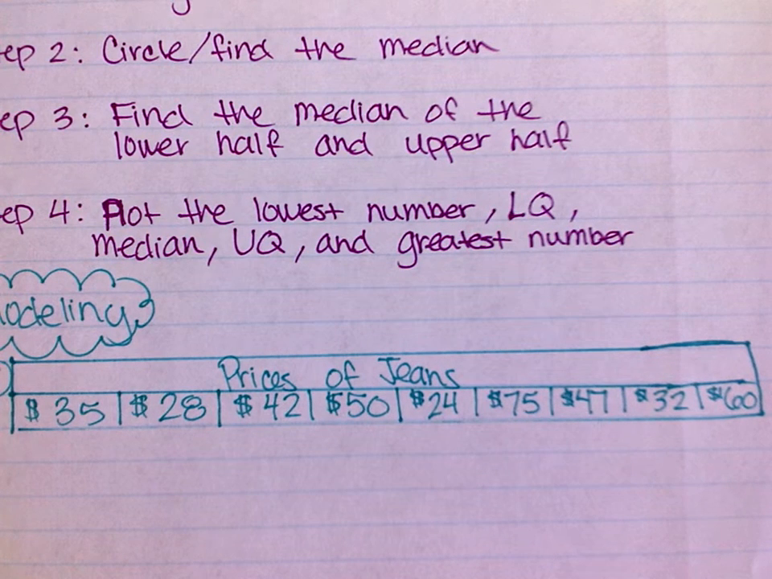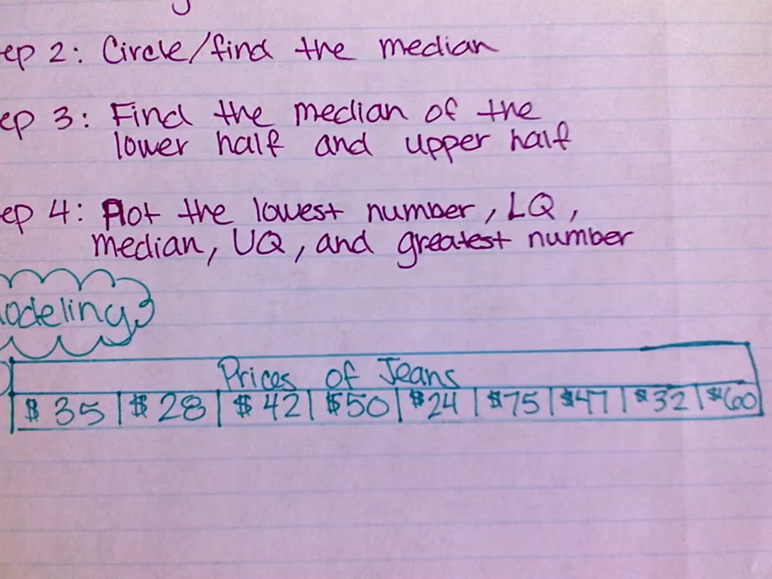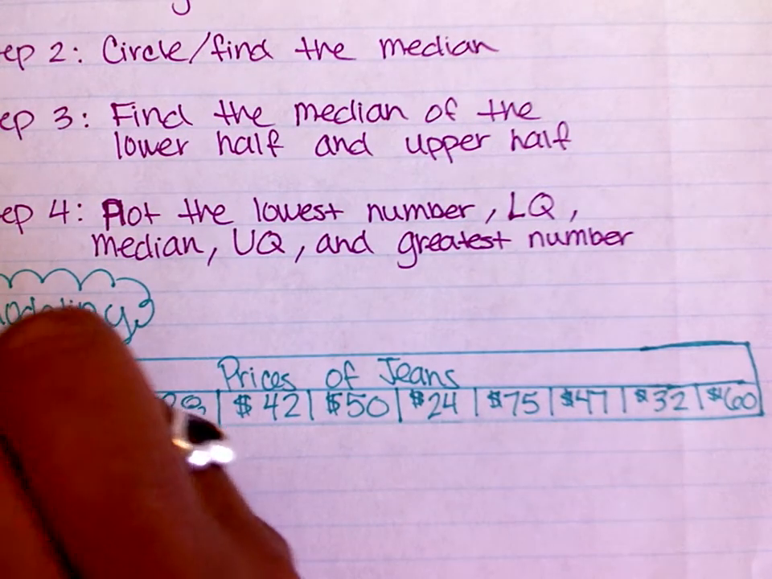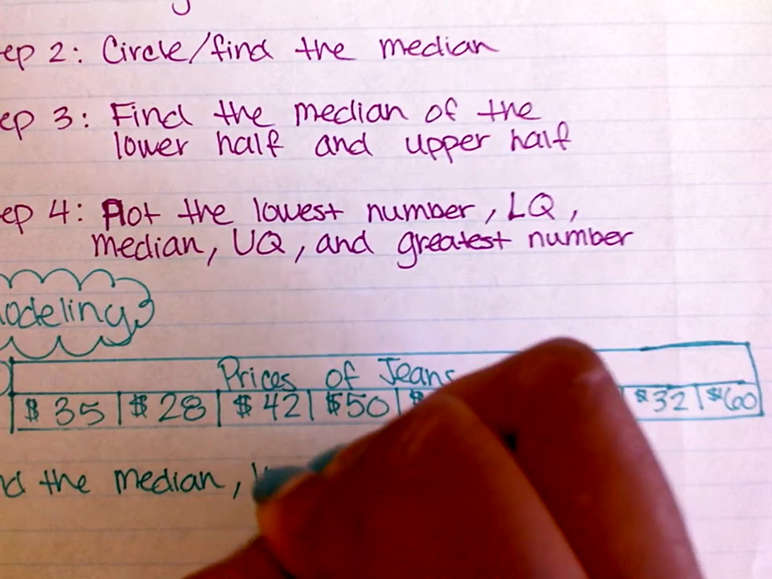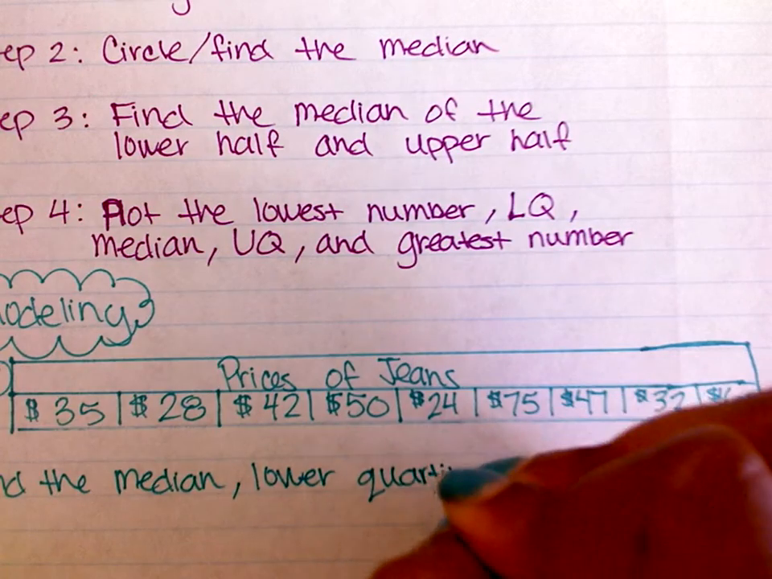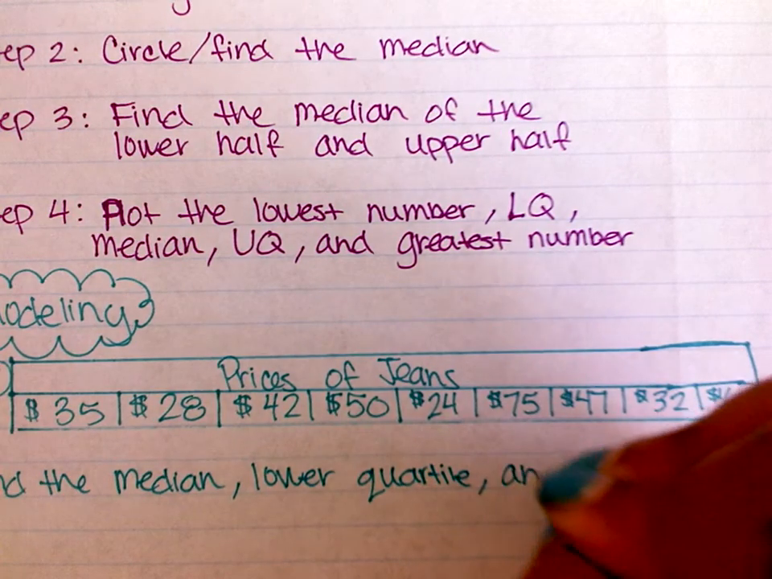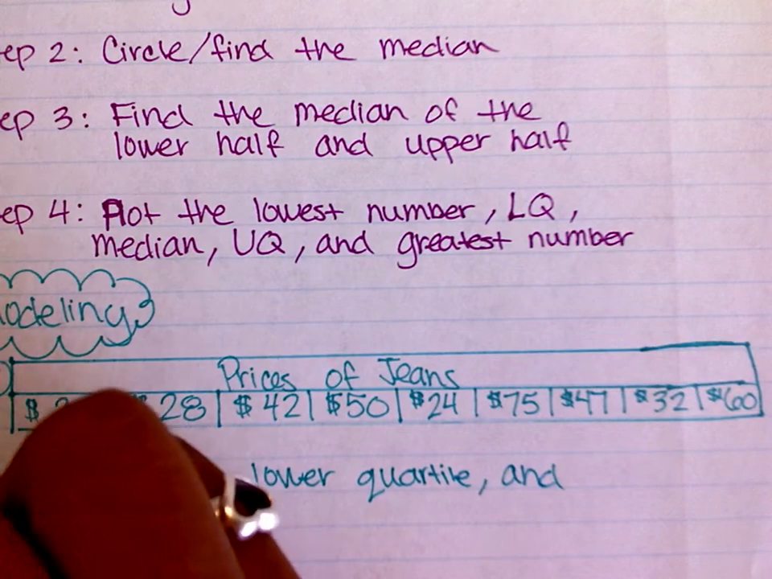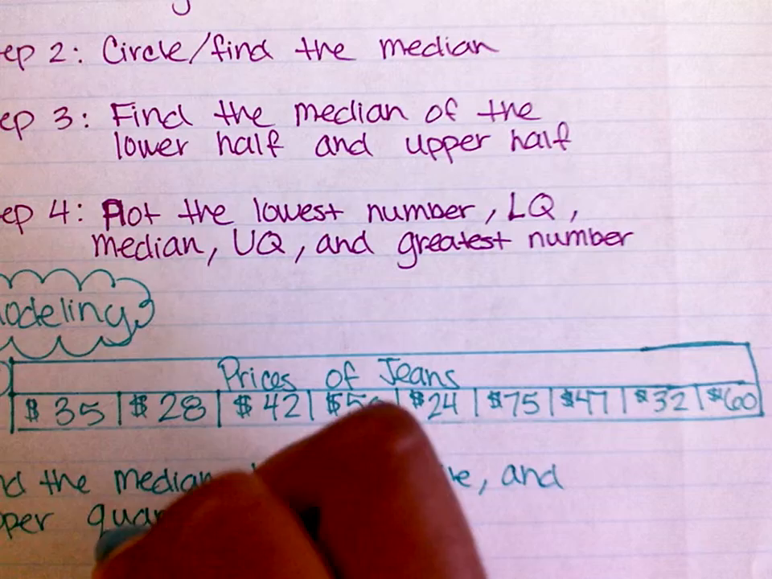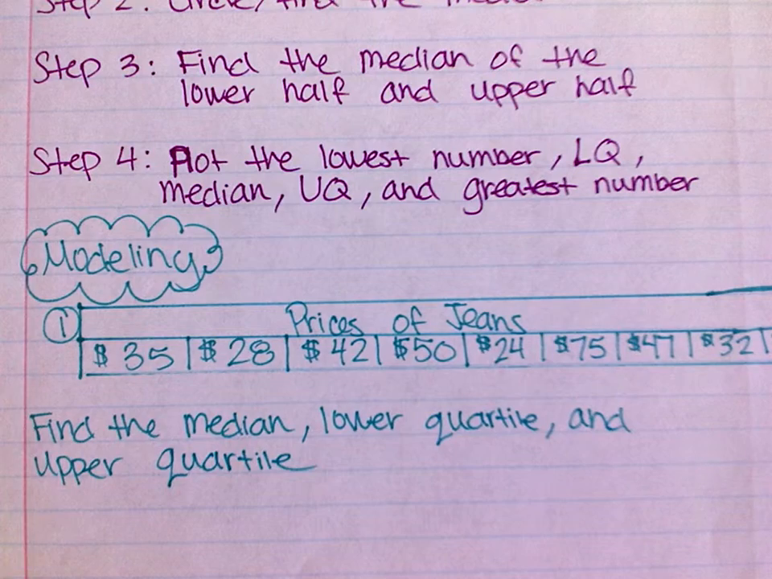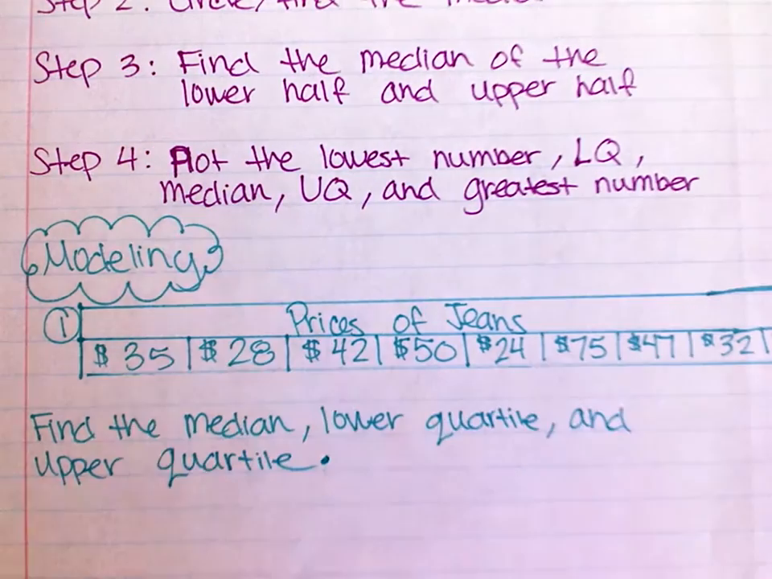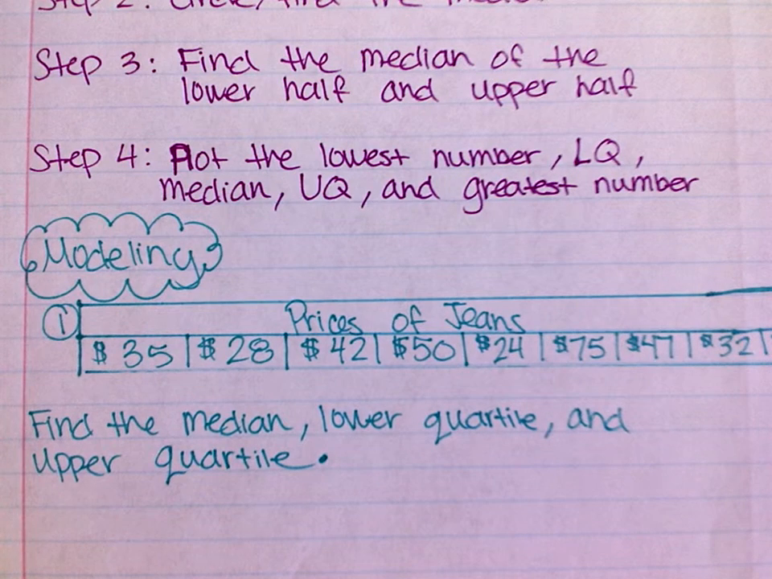These are all prices of different pairs of jeans. Now the question they're going to ask you is, find the median, lower quartile, and upper quartile. So they don't even want you to graph in the first question. They just want you to be able to find the median, find the lower quartile, and find the upper quartile. That's all they're asking. No problem. We can do that.